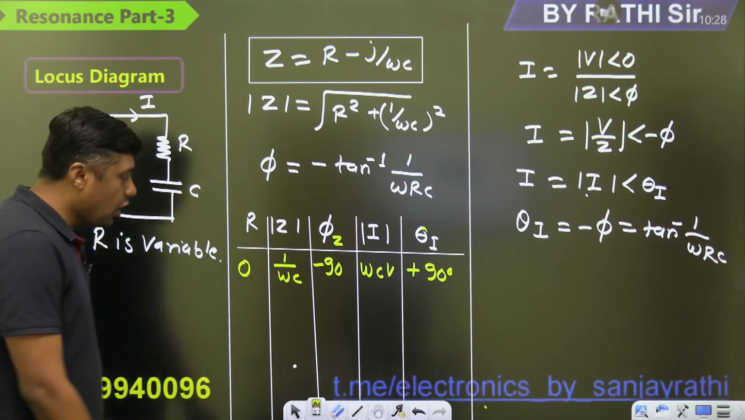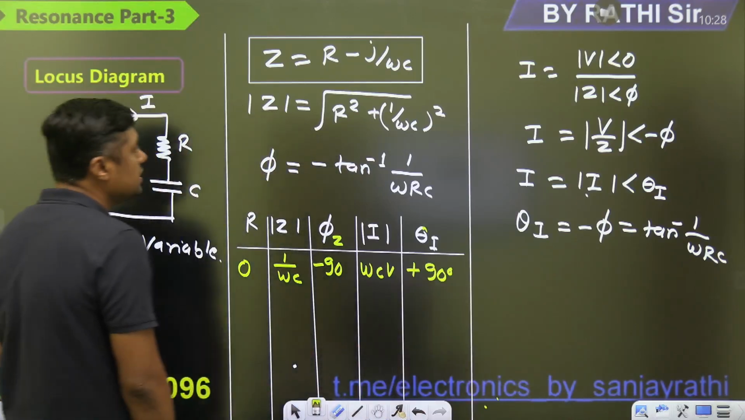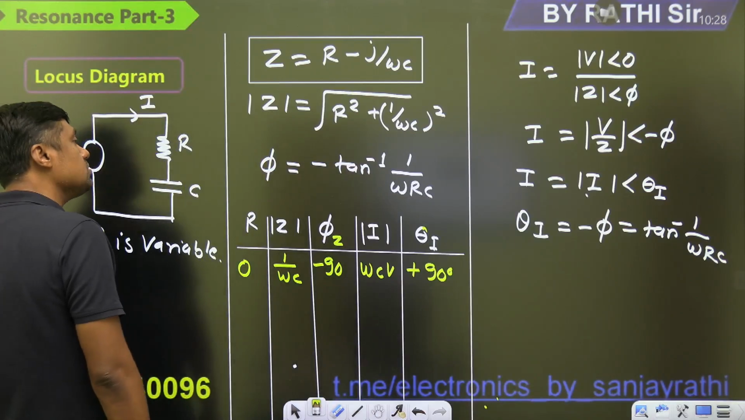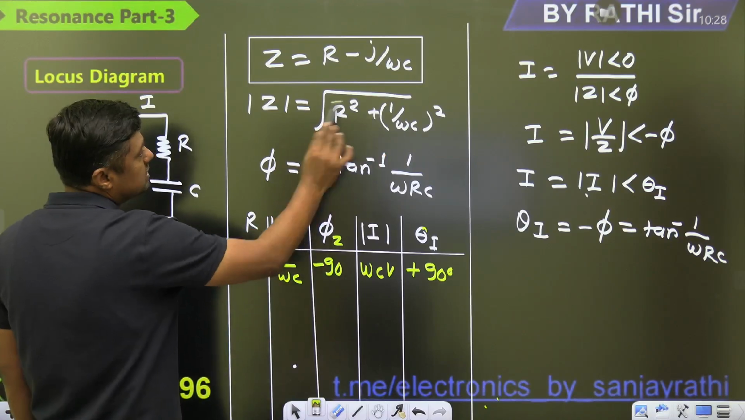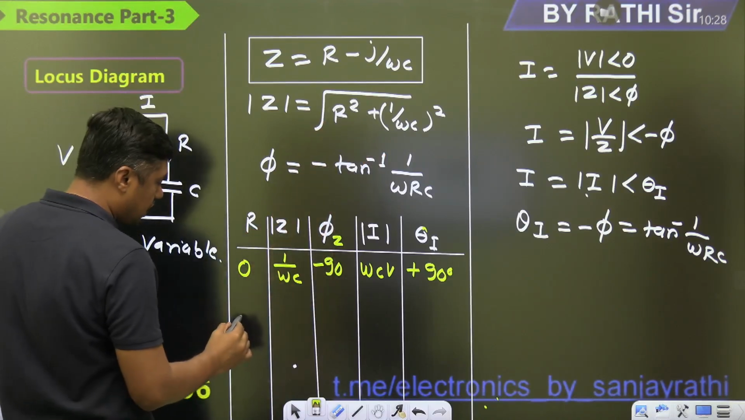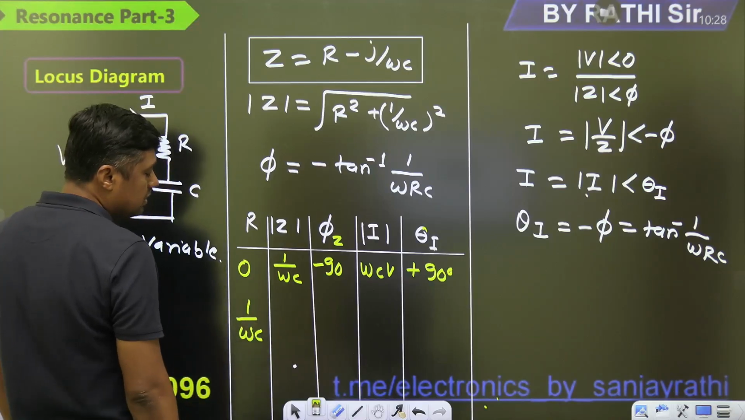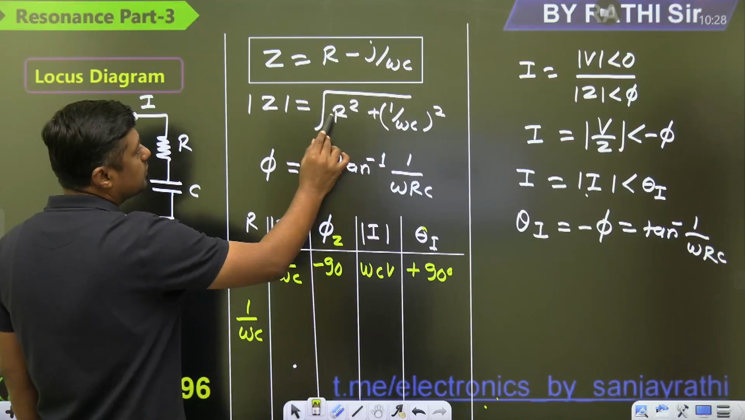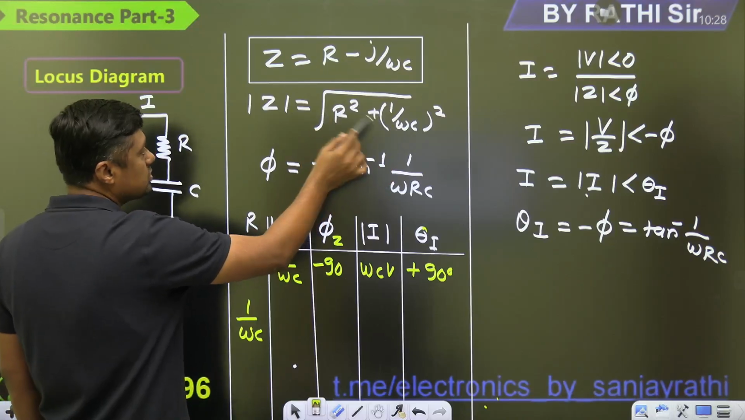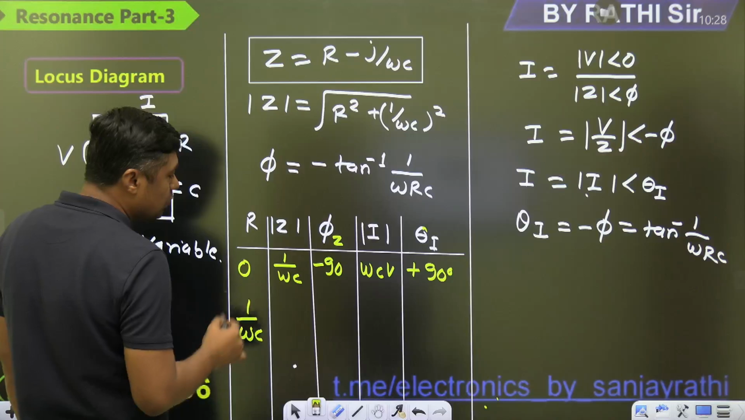Now we are increasing the omega, sorry, we are increasing the R. When we are increasing the R, suppose I put R equal to what? We can put R equal to 1 by omega C. This is the value. R and 1 by omega C are both equal. So I am going to put R equal to 1 by omega C. Then it will become R square plus the same thing. What is the magnitude of that? Root 2 times of that.